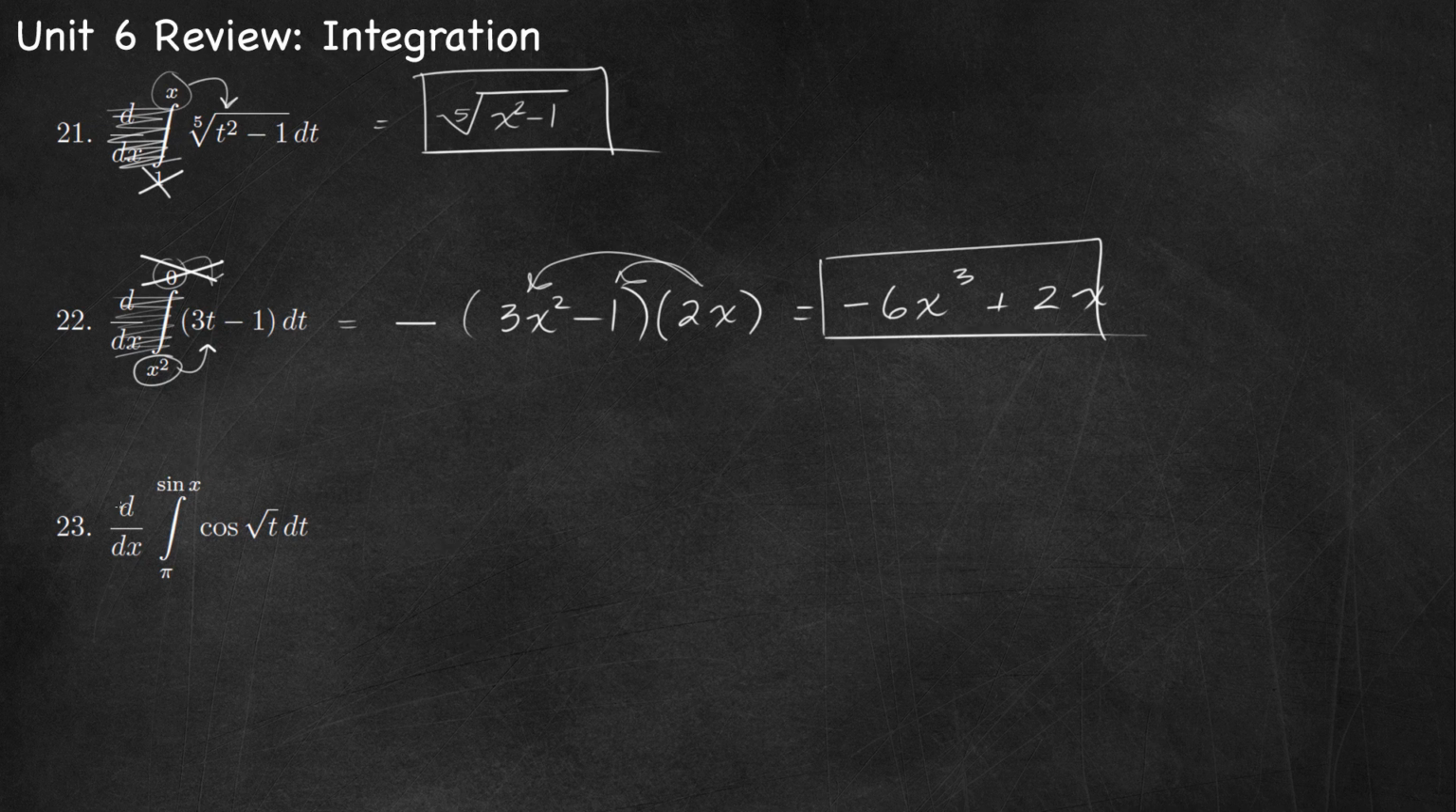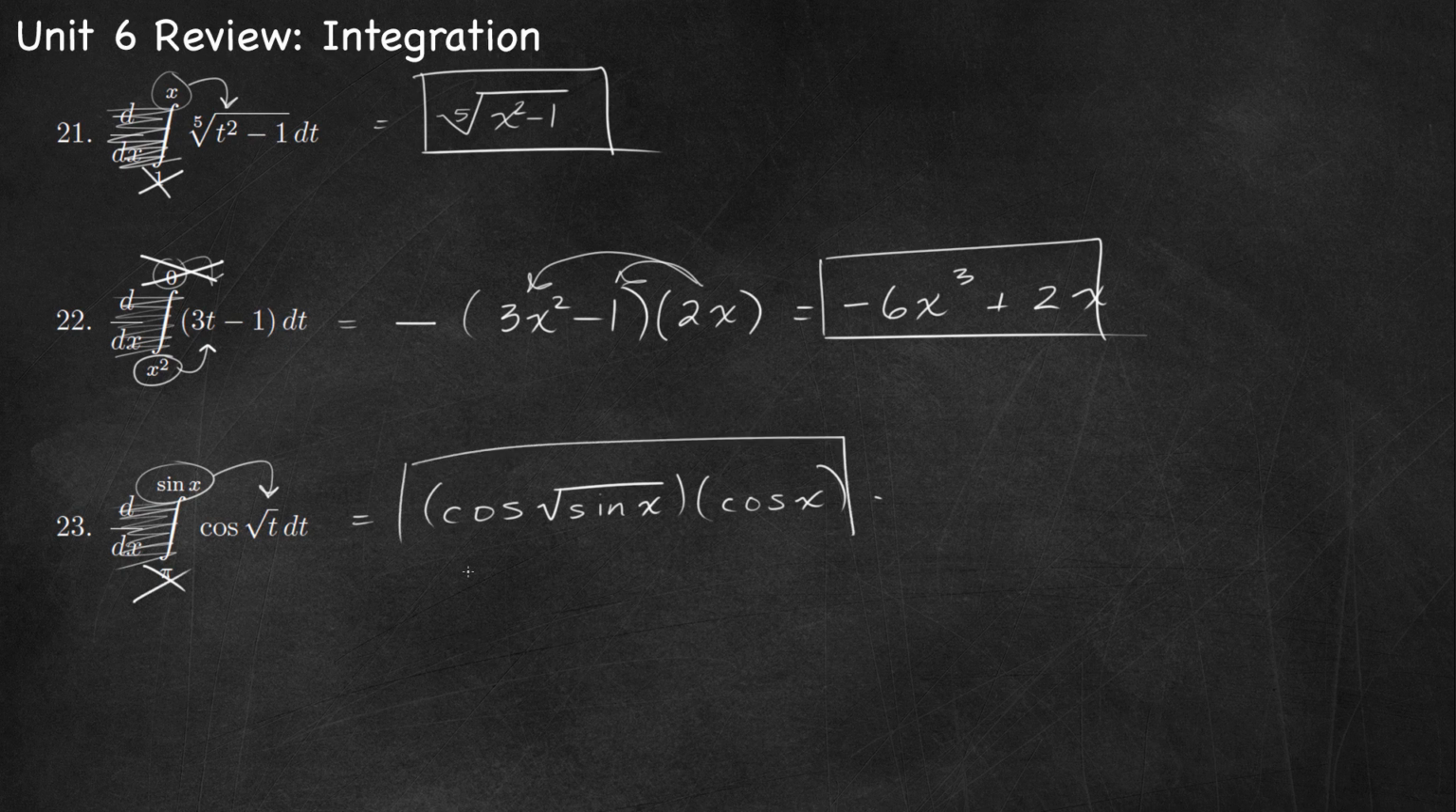23, our derivative will cancel out our integral, and we are subbing in sine x for t. So we get cosine of the square root of sine x times the derivative of sine x. Derivative of sine x is cosine x. Minus, now our lower limit of integration is pi. That is a constant. And when we multiply by the derivative of pi, that's just going to be 0. So we can ignore that part. And this will be our final answer.